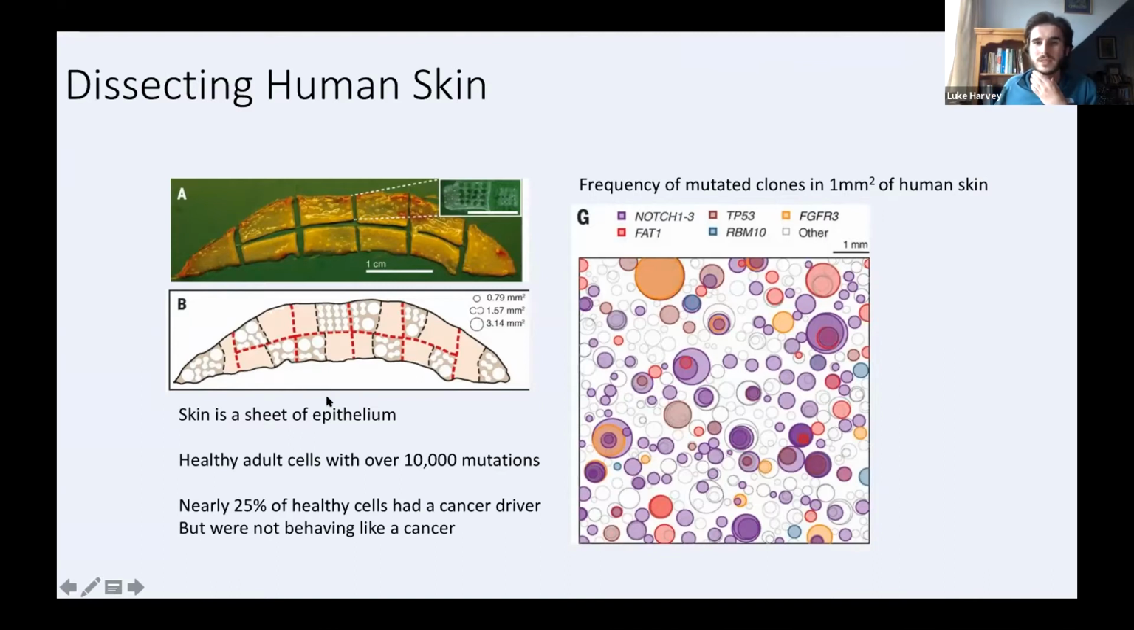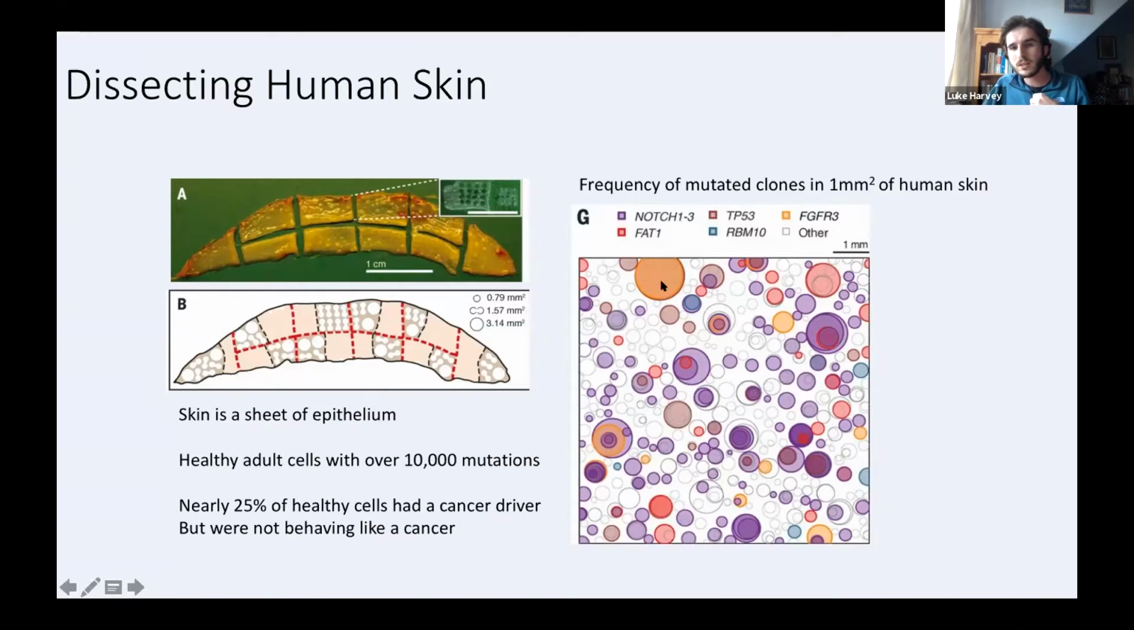And as I said before, skin cells mutate lots and lots because they're exposed to UV light. Some of these cells had well over 10,000 mutations. What was very interesting is these healthy skin cells were mutated with cancer drivers very, very frequently. So P53, that gene you've probably heard of as the guardian of the genome, was actually seen mutated in around 10% of all healthy cells in the skin. And Notch1, this other famous cancer driver, was found mutated in 25% of the healthy cells we looked at.